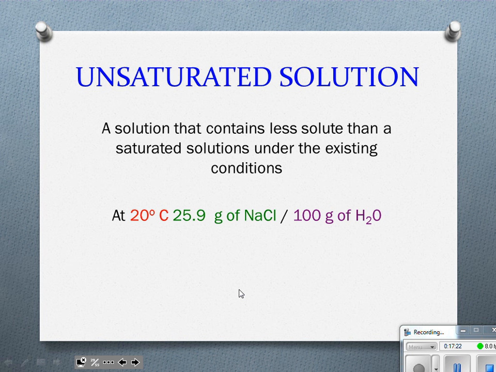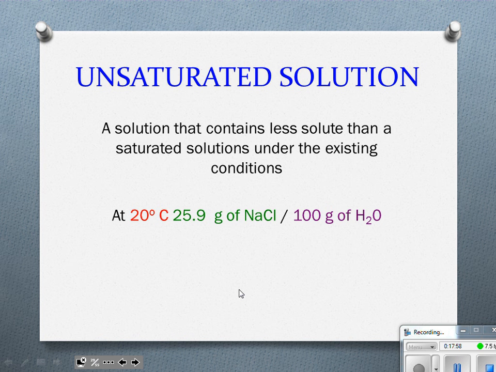So we just said, let's look again at that 20 degrees Celsius mark. We said on the last slide, what was the saturation point? When did I have a saturated solution? 35.9. Here I'm at 20 degrees Celsius. I still have 100 grams of water, but I only have 25.9 grams. So could I dissolve more salt? Could I dissolve more salt in that situation there?